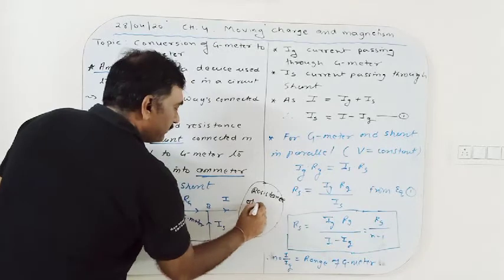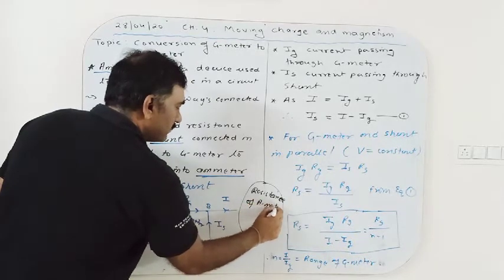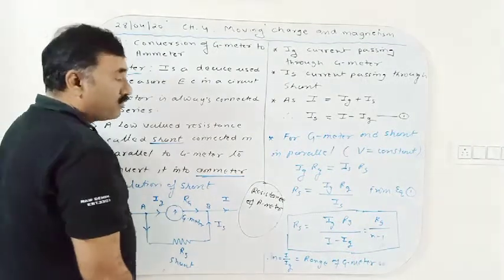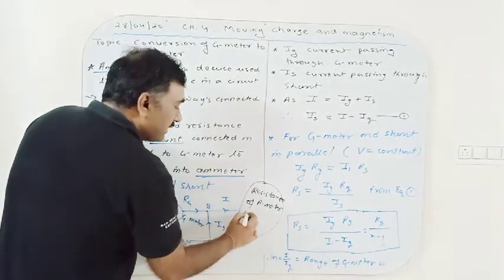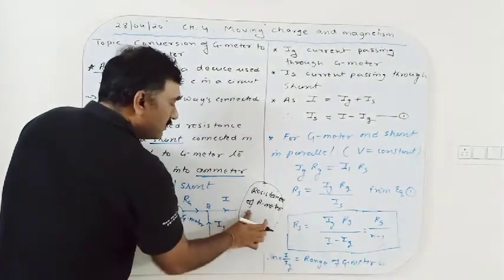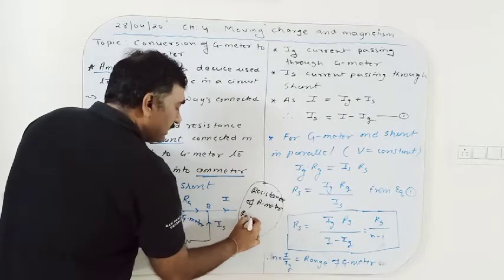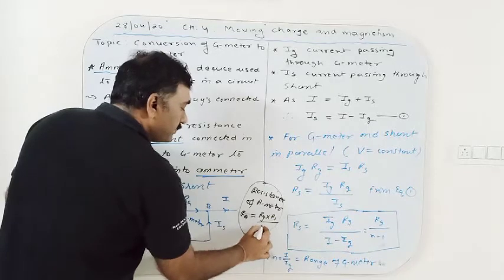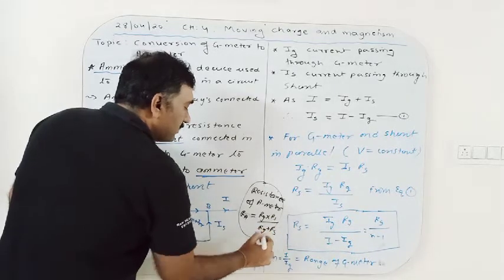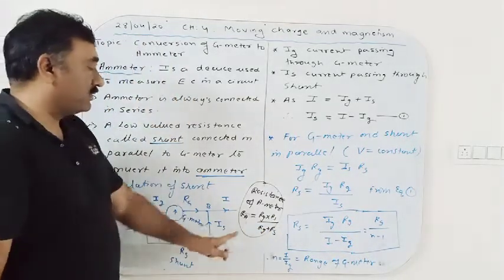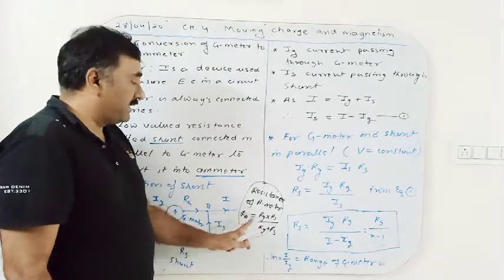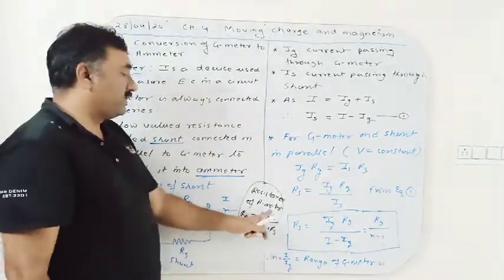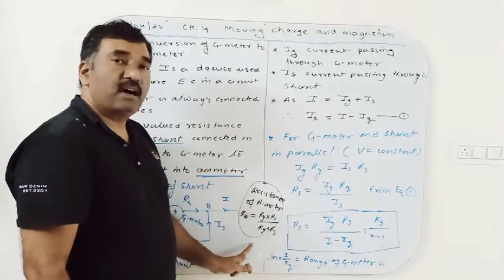Resistance of ammeter, because ammeter is a combination of shunt and galvanometer in parallel. The resistance of ammeter Ra is the parallel combination. So Rg into Rs upon Rg plus Rs. So this is the formula for resistance of ammeter, Rg into Rs upon Rg plus Rs, because they both are in parallel.